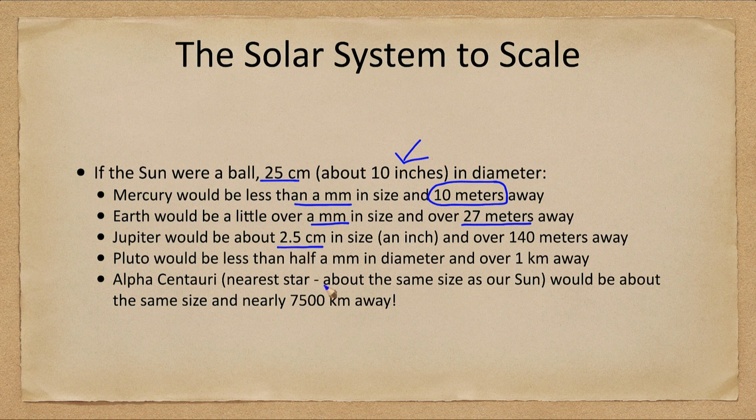Jupiter would be nearly an inch in size, tremendous compared to the others, but would be 140 meters away, well over a football field's worth away. Go out to Pluto.